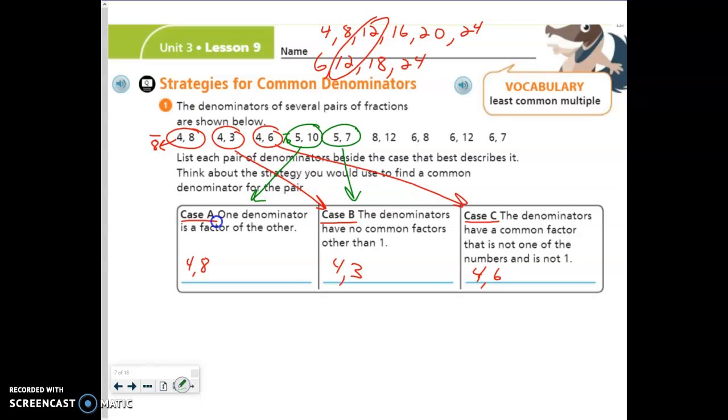And then the last one here, 8 and 12, would go into case C, because as I look at 8 and I look at 12, I can skip count by 8: 8, 16, 24, and I can skip count by 12: 12 and 24. I can recognize that instead of going all the way to 96, 12 times 8 would get me to 96, and having a 96 as my denominator, I can use 24 as my denominator, which is a factor of both of them, but not multiplying the two of them together. All right, so hopefully that makes sense to you.